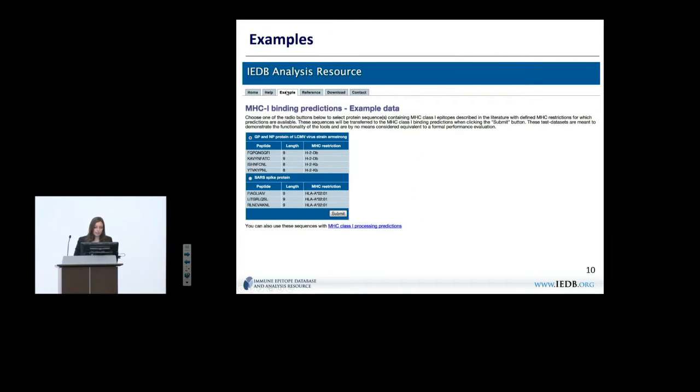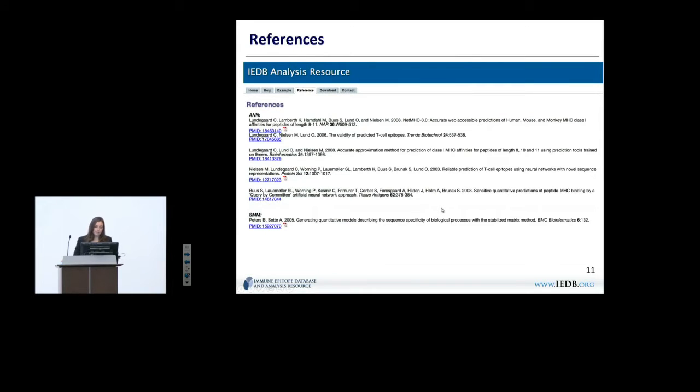You also have an example tab here, which gives you a chance to quickly check if a method is working fine. You just choose one of these examples, press submit, and this data will be inserted into the tool, and the predictions will run. Under the references, of course, you will find the list of papers that describe the different tools. If you want to find more details about each separate method, you can read the publications. This is also the list of references that you have to cite if you use the tool for your studies.